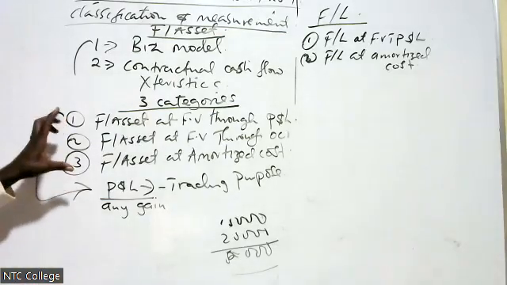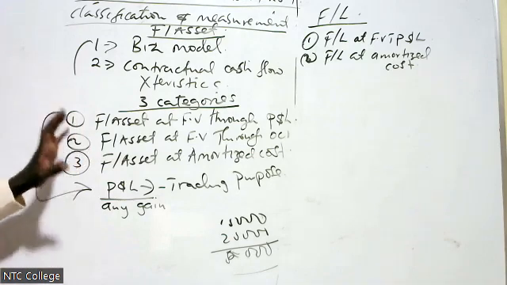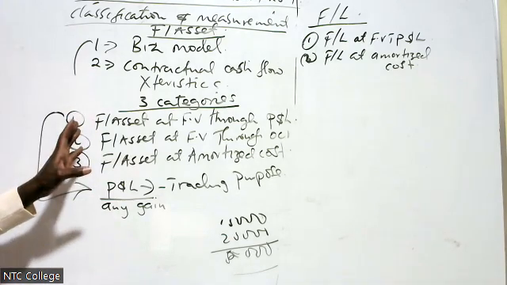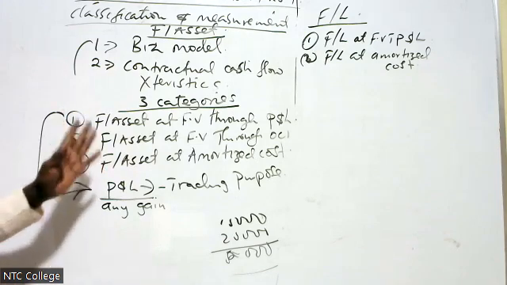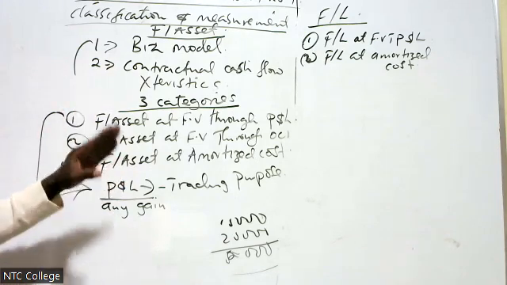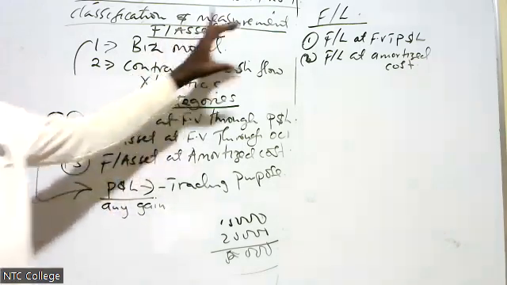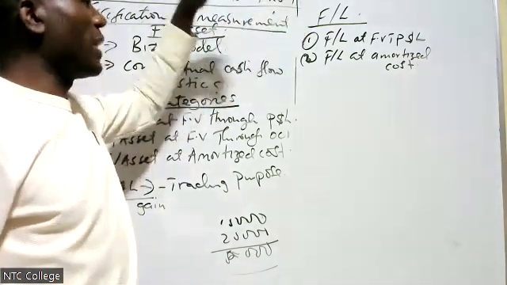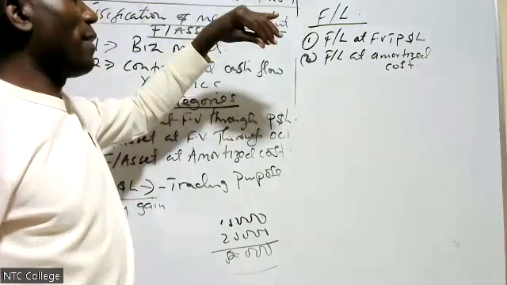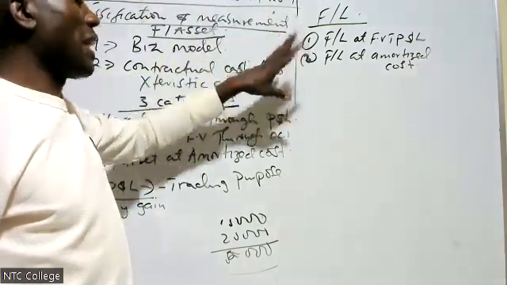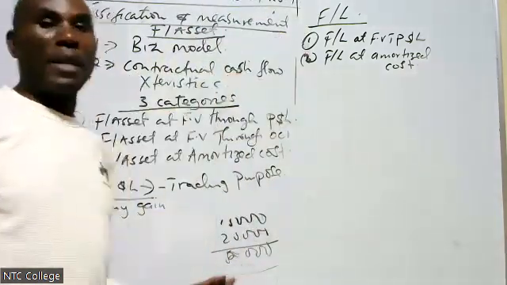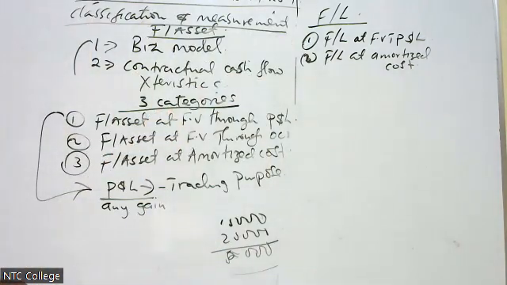Financial assets are classified into three categories: financial assets at fair value through P&L, financial assets at fair value through OCI, then financial assets at amortized cost. But when we come to financial liabilities, we only classify them into two, fair value through profit and loss and at amortized cost, which means in liabilities we don't have what we call OCI. Therefore, that is the classification of financial assets and financial liabilities.